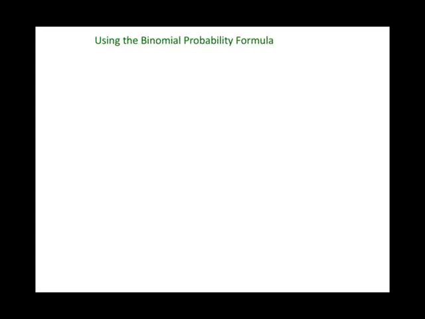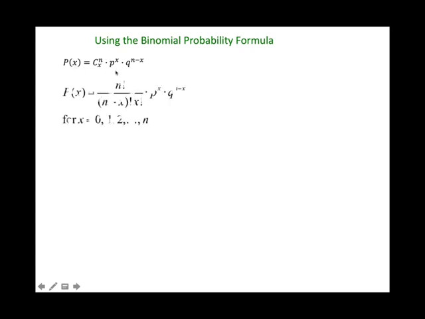Using the binomial probability formula, you could see P of X equals, this is the combination. We talked about this in session 4.4. That's nCr at that time. So here nCx, where x represents the number of successes. You could use the calculator or plug into this formula.